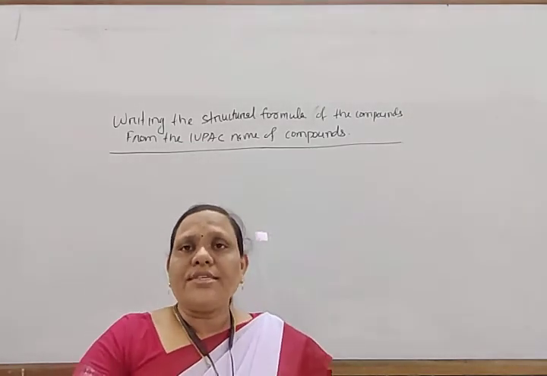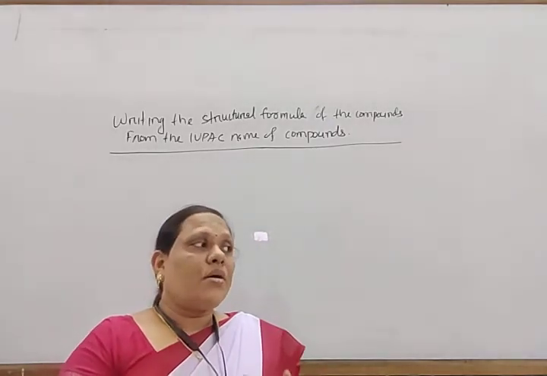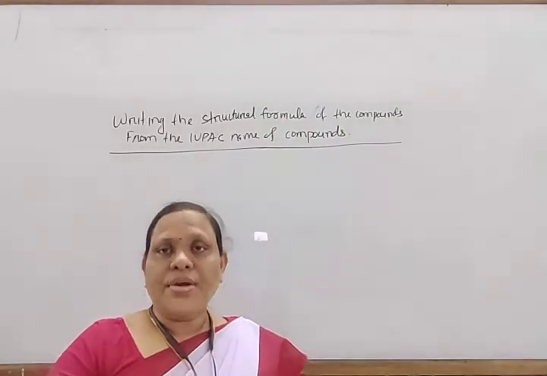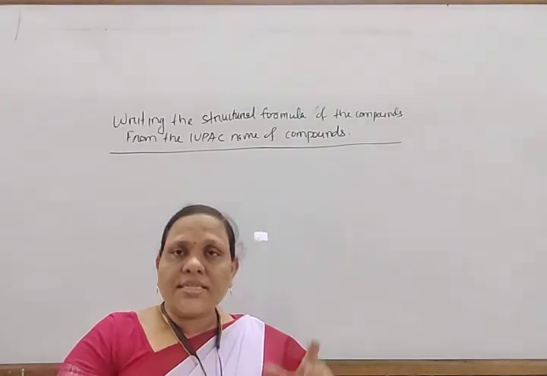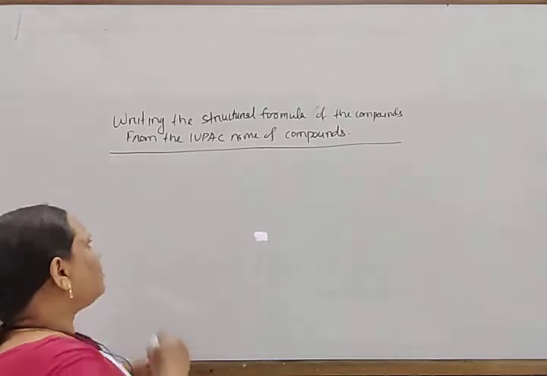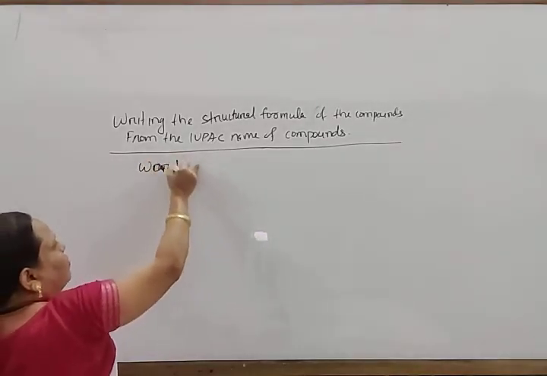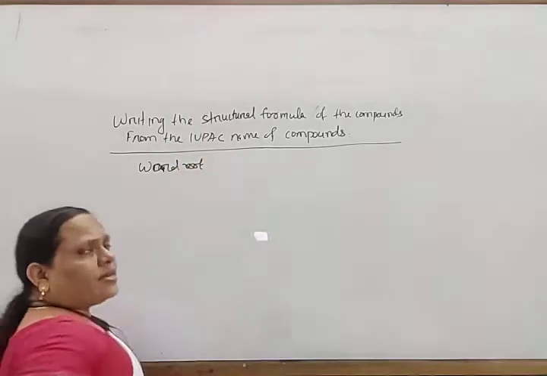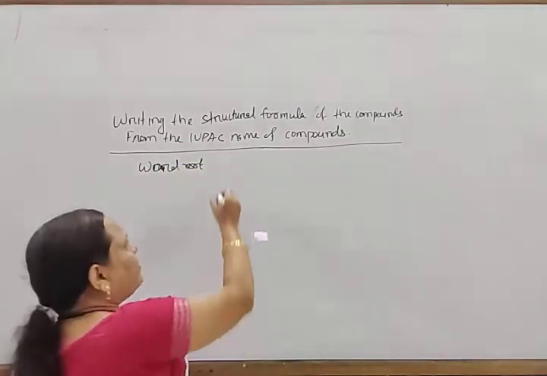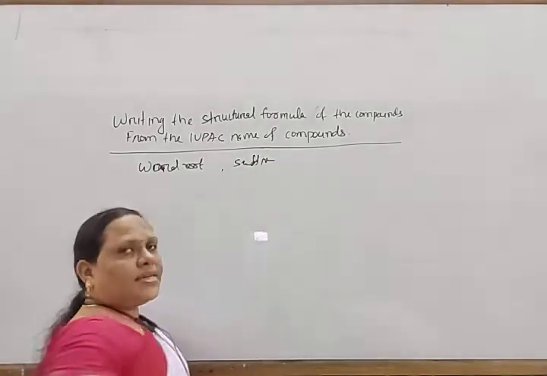To find out this, first from the name, find out the word root. So what is the longest continuous carbon chain? Okay, so first find out the word root. From the name, find out what is the word root given. Then what is the suffix? Identify the suffix. What is the suffix present? So the suffix and its position.